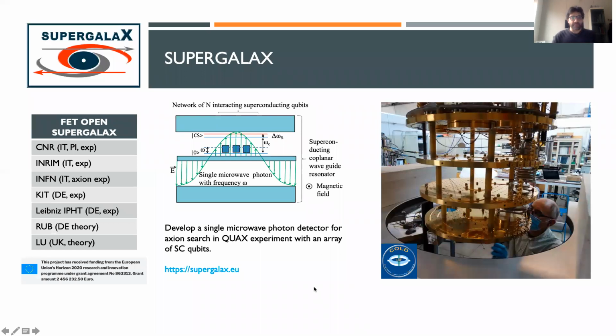So finally, a few words about our project SuperGalax, which has taken up the challenge of developing a quantum sensor with extremely low noise and high efficiency, using a network of interacting superconducting qubits. This device will be installed in our haloscope infrastructure. You see the picture here.